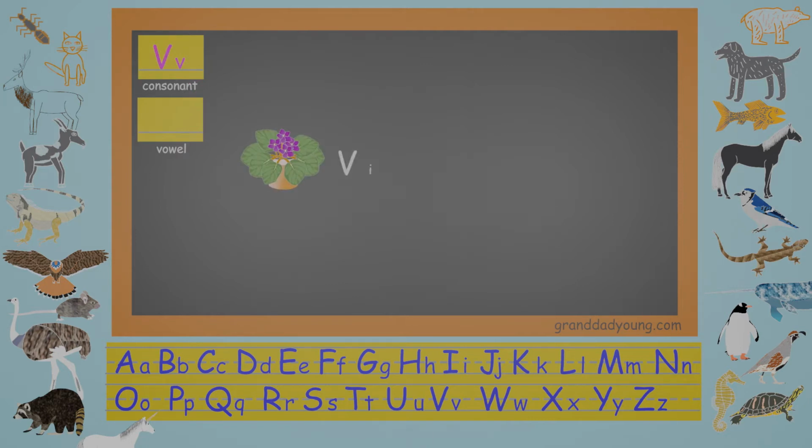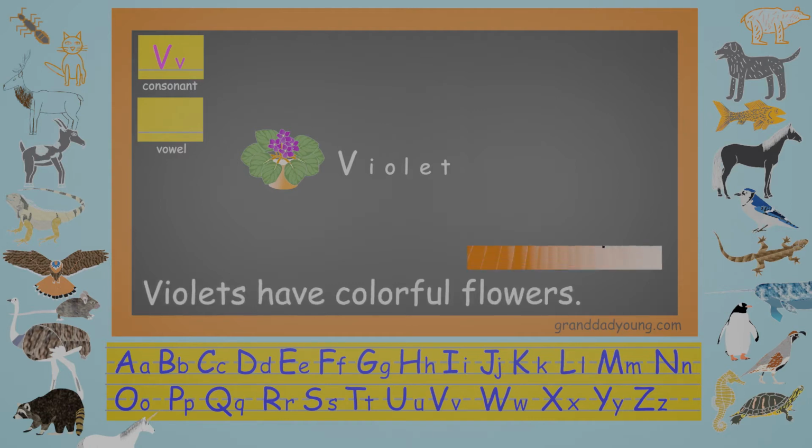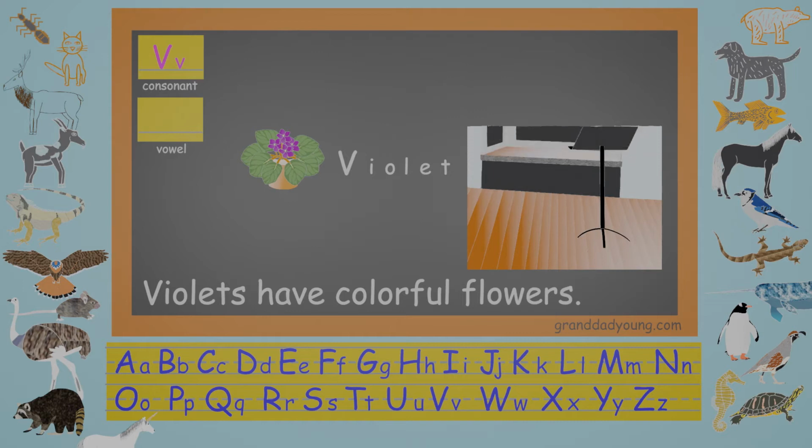Violet, V-I-O-L-E-T. The word violet begins with the letter V. There are several different types of violets. This one is known as the African violet. Violets have colorful flowers.